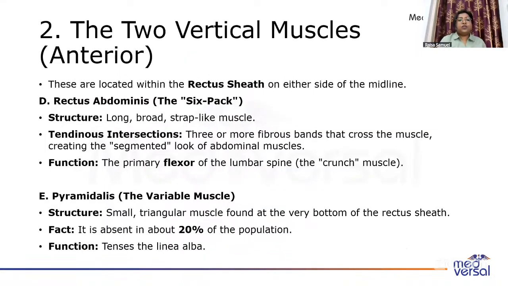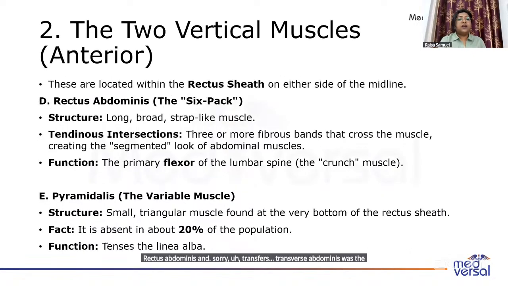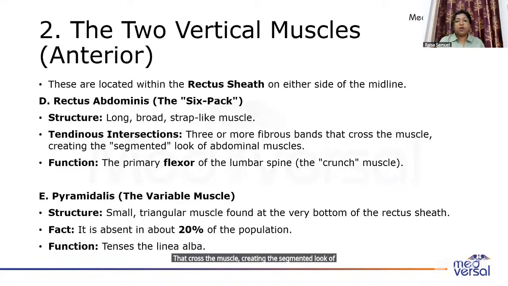Now going on to the two vertical muscles, that is the rectus abdominis, and the transverse abdominis was the horizontal one. Now going to the vertical one, the rectus abdominis, which is this long, broad, strap-like muscle. Tendinous intersections, 3 or more fibrous bands that cross the muscle, create the segmented look of the abdominal muscles.